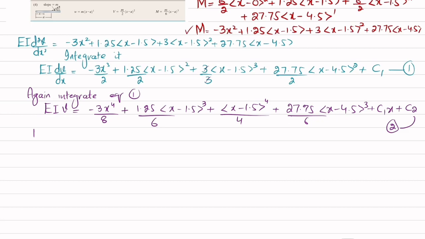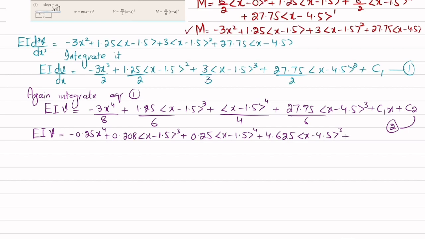So if you further simplify it, you will get EI into V is equal to minus 0.25 x power 4 plus 0.208 into (x minus 1.5) cube plus 0.25 into (x minus 1.5) whole power 4 plus 4.625 into (x minus 4.5) cube plus C1 into x plus C2, which we will write as equation 2 because this is the simplest.